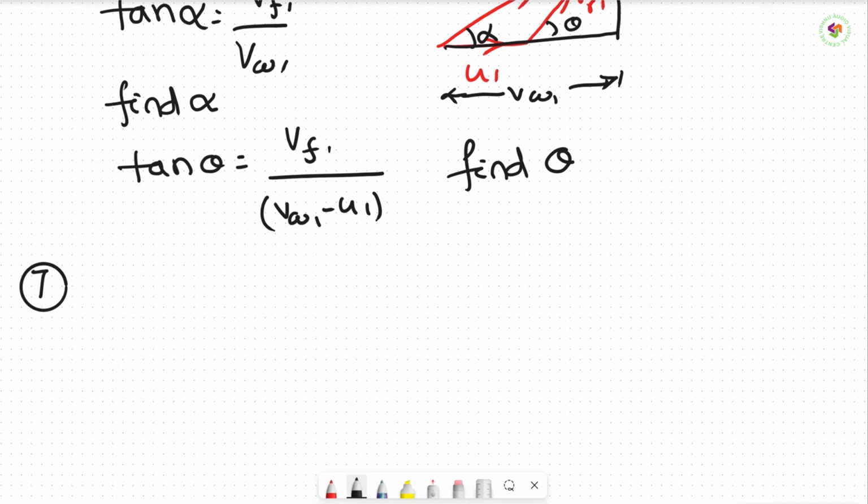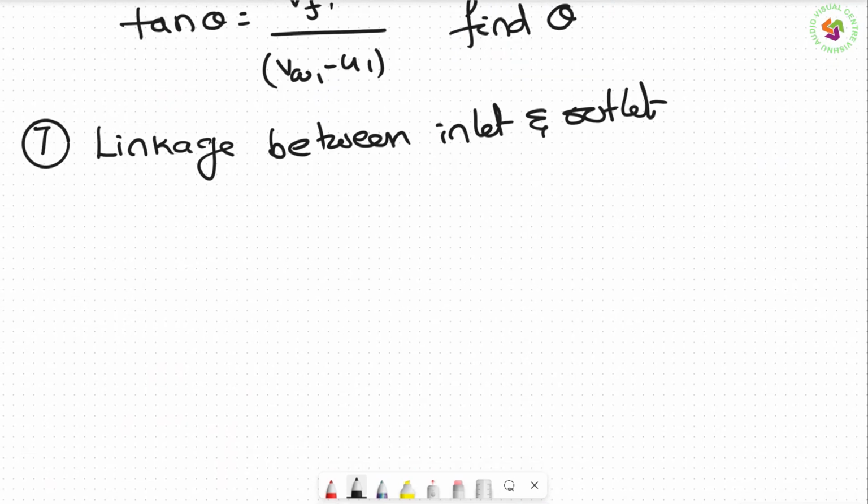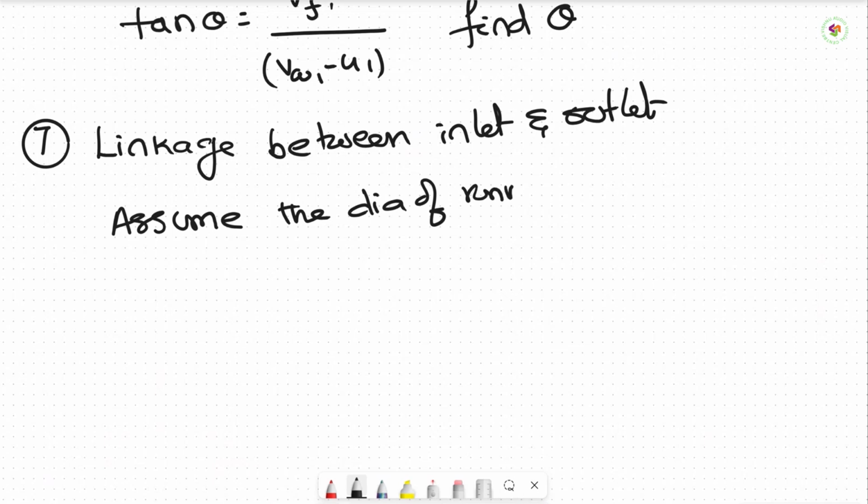For phi, actually, it is at the outlet. So let us connect: what is the link between the inlet and outlet? At the inlet we have done everything. So when we go to the outlet portion, the first thing is to assume the diameter of runner at outlet is equal to half of the diameter of runner at inlet.